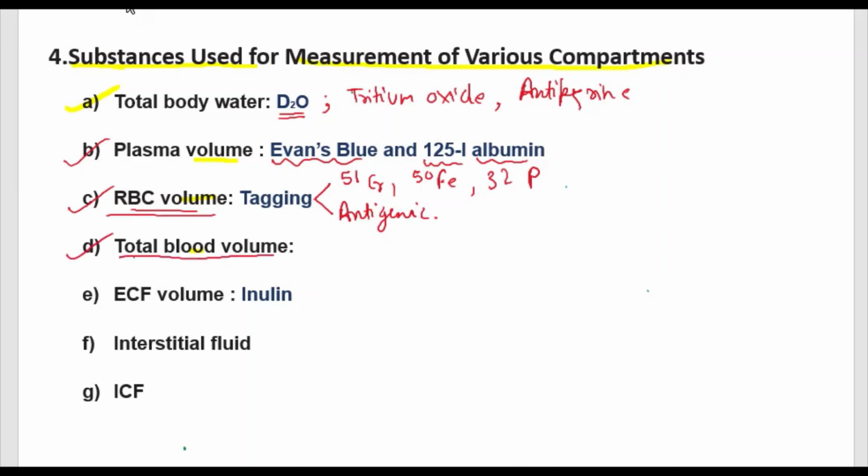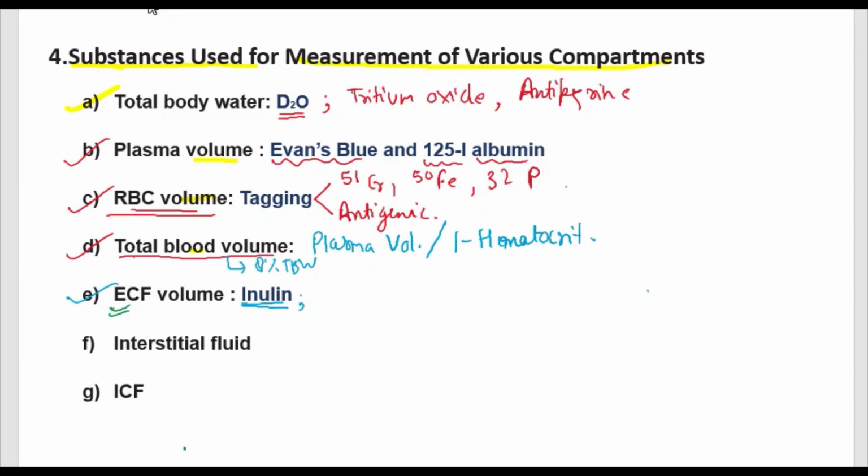For the measurement of total blood volume, we have a direct formula that we learned in the previous video: plasma volume divided by 1 minus hematocrit. We also know that total blood volume is equal to 8% of the total body weight. For the ECF volume, we use inulin. Inulin is one of the best substances used to measure the ECF volume. Basically, here we take those substances which are not metabolized in our cells for the measurement of ECF volume.